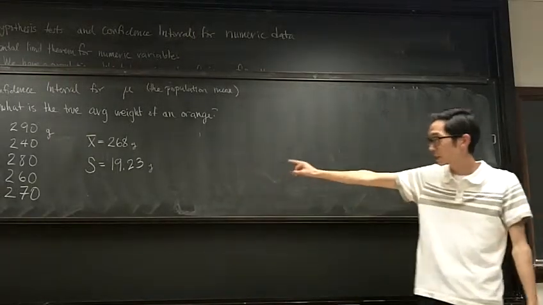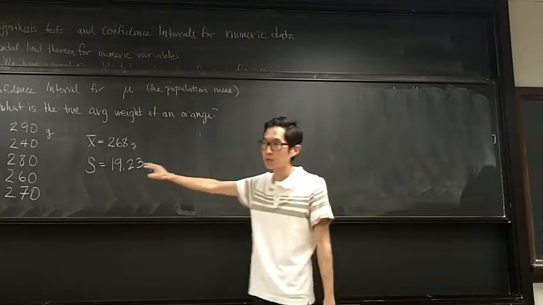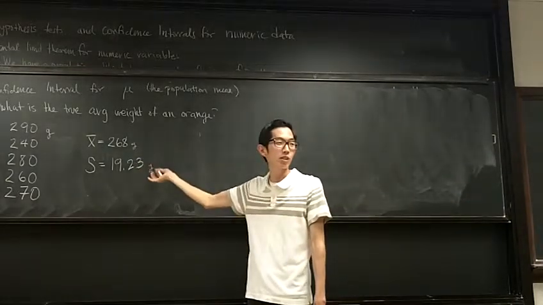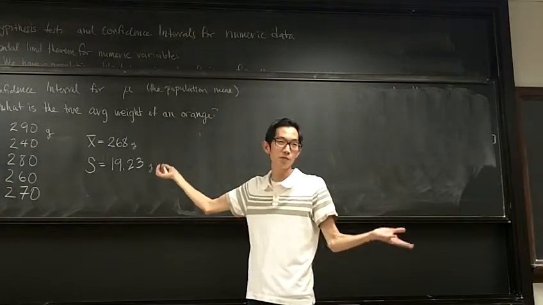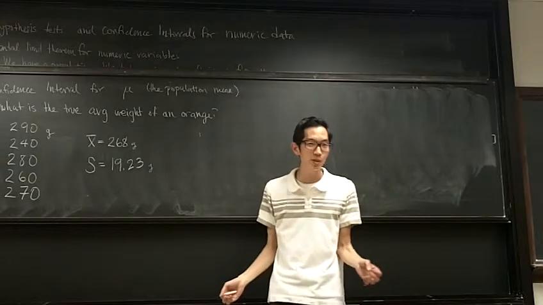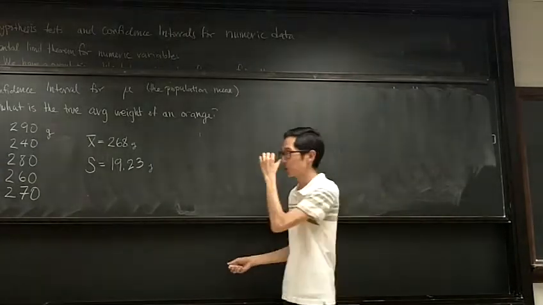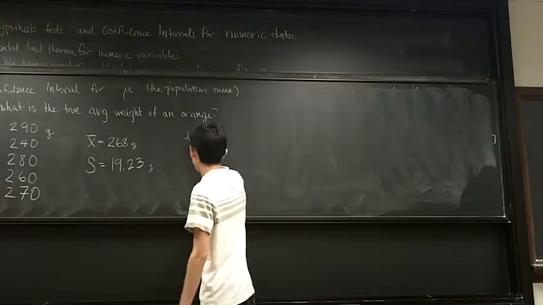Because this is not the true population standard deviation, we've got to compensate. And this is where it gets a little unfortunate, in that we're not going to use the normal distribution anymore. We're going to use this compensated normal distribution called the t distribution. So I've got to introduce the t distribution.